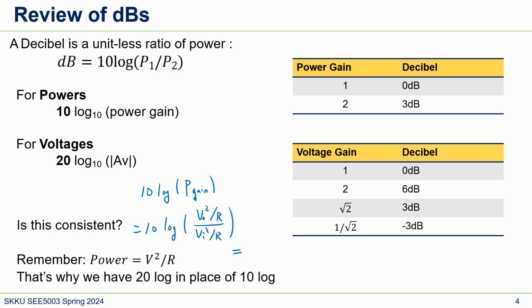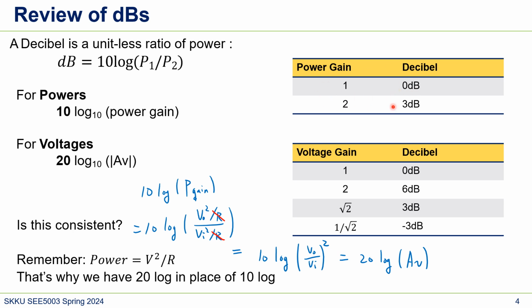So it turns out we can just remove this R, and now it becomes 10 log of VO over VI squared, which is 20 log of the voltage gain.